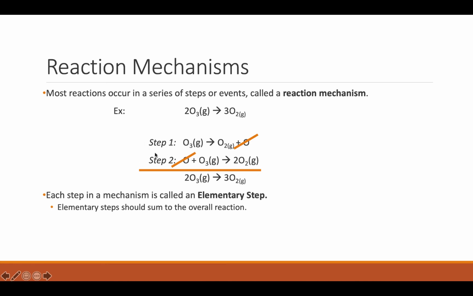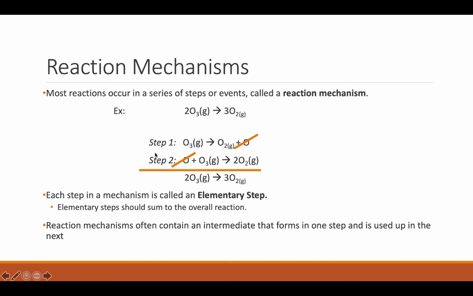Notice that this mechanism also includes an intermediate. An intermediate is a species that forms in one step but is used up in the next. In this case, the lone oxygen was formed in step 1 and consumed in step 2. That's an intermediate that you would not see in the overall balanced equation because it forms and is then immediately consumed. But when we're looking at the steps that make up a reaction, those intermediates are important.